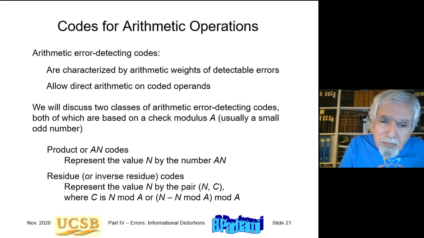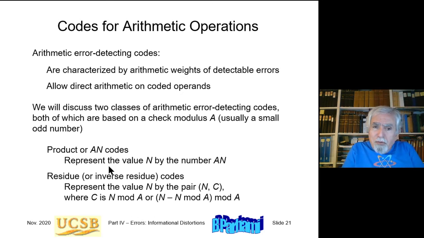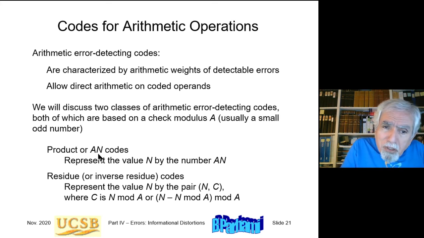Now, codes for arithmetic operations, I'll just explain these briefly. We have 2 categories that are widely used. Product, or sometimes called AN codes. When you want to encode n, you multiply it by a constant a. That's where the name AN comes from.